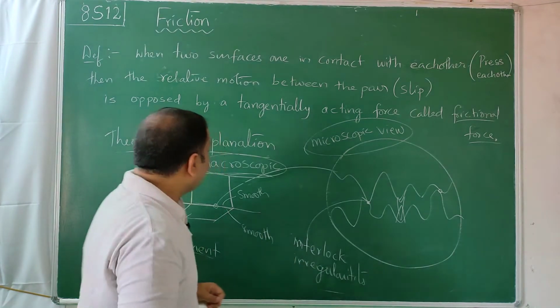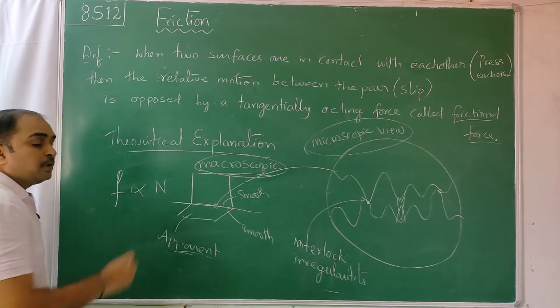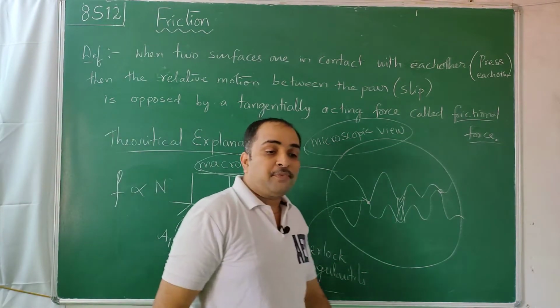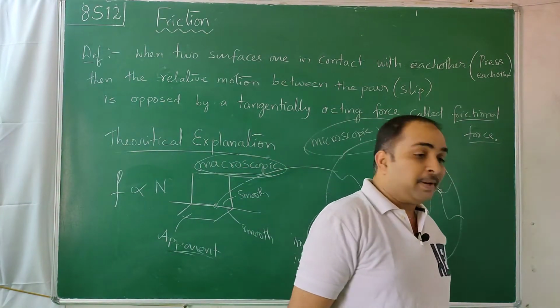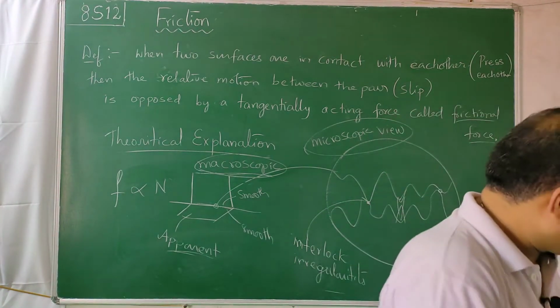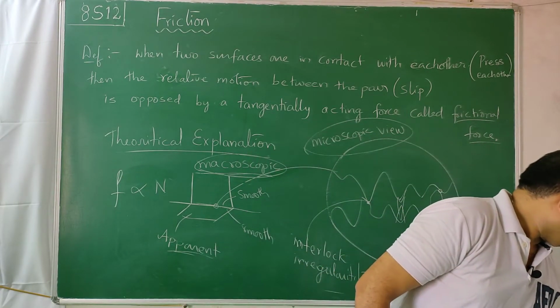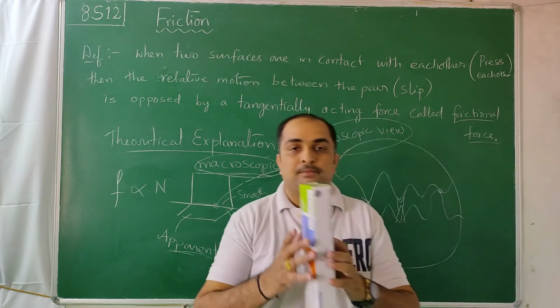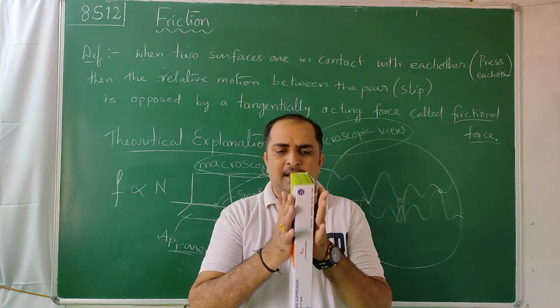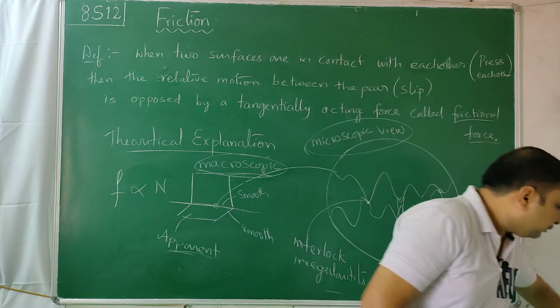So they say that frictional force, small f if you call it, is proportional to normal force. The more you press, the more the friction. The less you press, the less the friction. For example, I have this object. I am holding it like this, very lightly. It's not sliding. I am able to stop this.